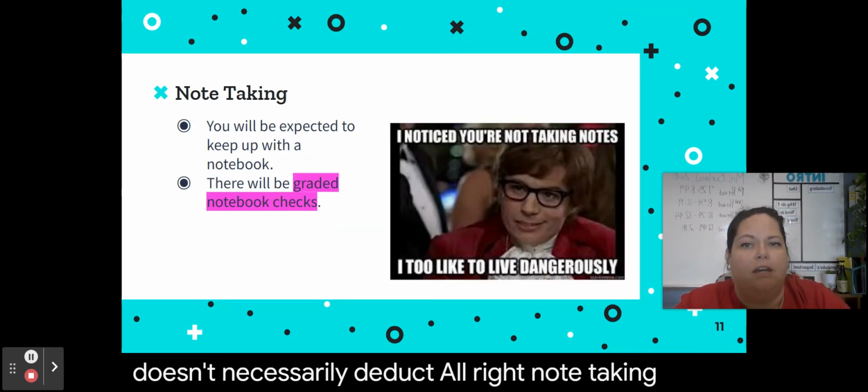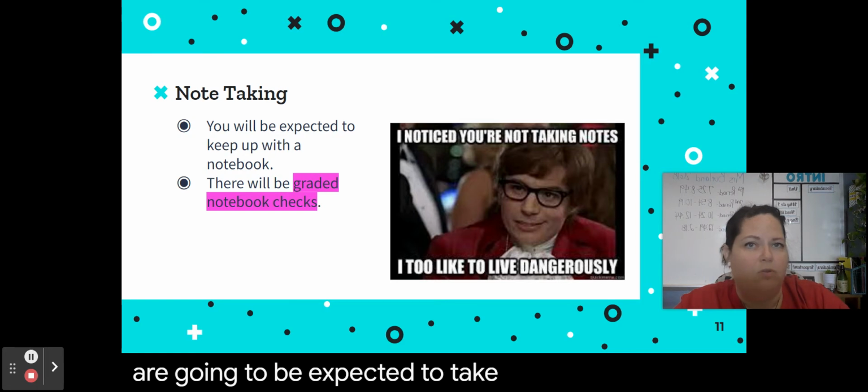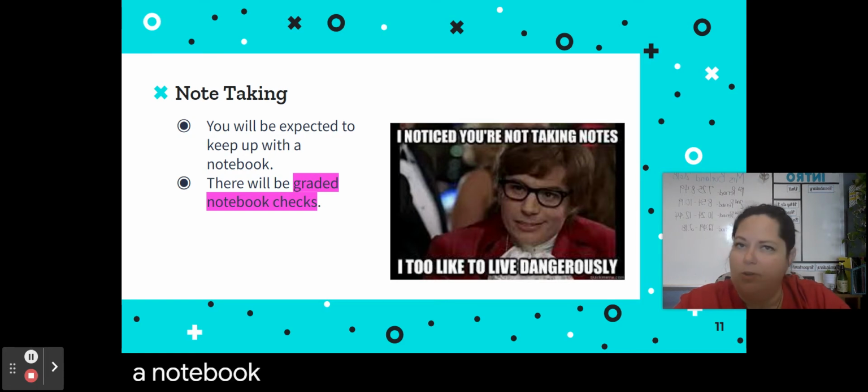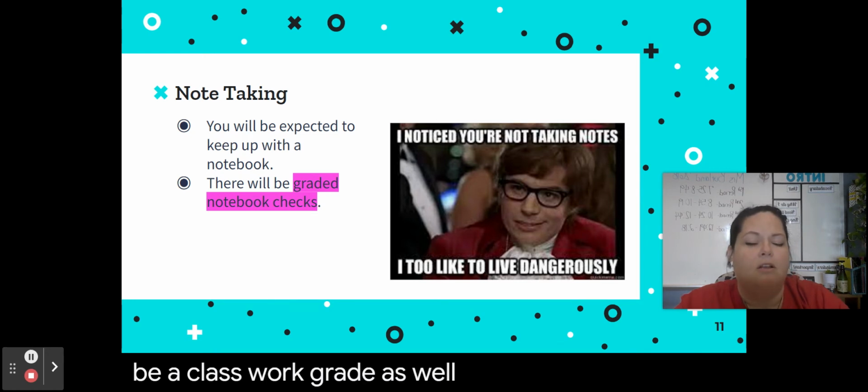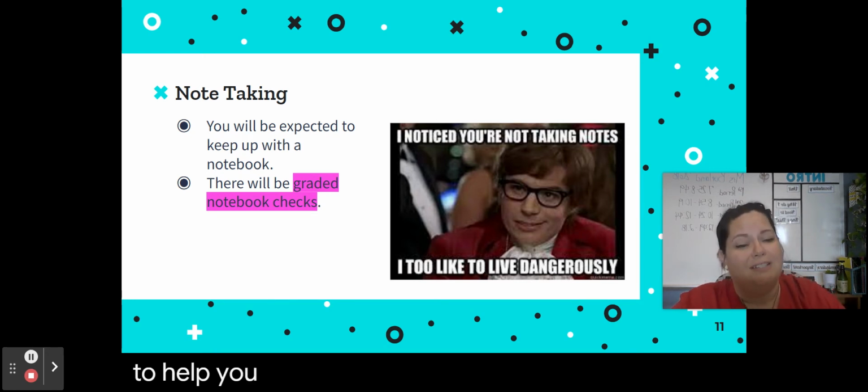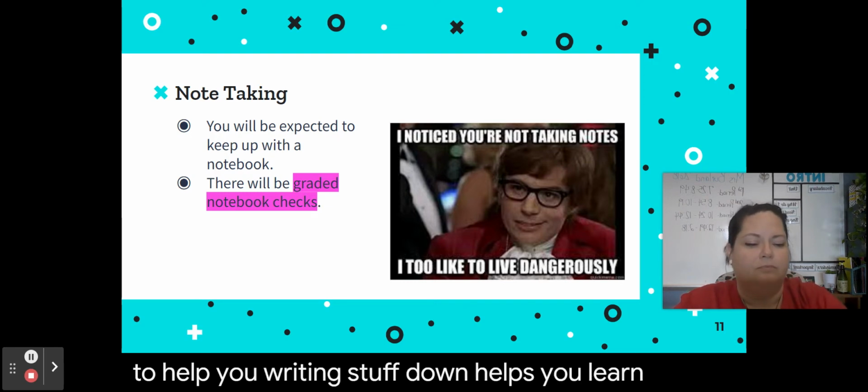All right, note taking. You are going to be expected to take notes, keep up with a notebook. I will be doing notebook checks. That will be a classwork grade as well. And honestly, it's going to help you. Writing stuff down helps you learn.